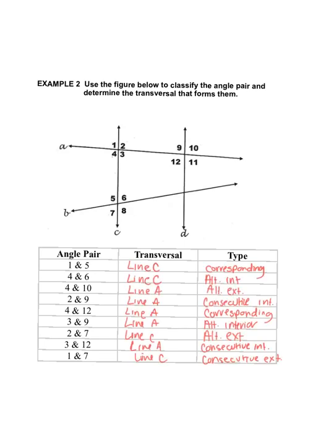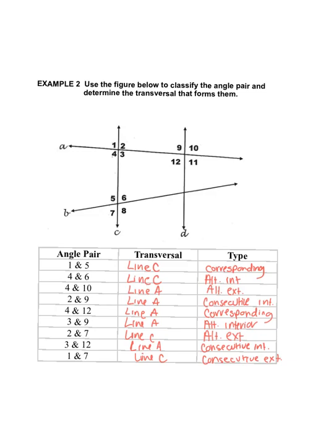All right, so to check your work, if we look at 1 and 5, we can see that those are corresponding when line C is the transversal. If we look at 4 and 6, we can tell that those are alternate interior angles with the transversal being line C. If we look at 4 and 10, those are actually alternate exterior angles when the transversal is line A.